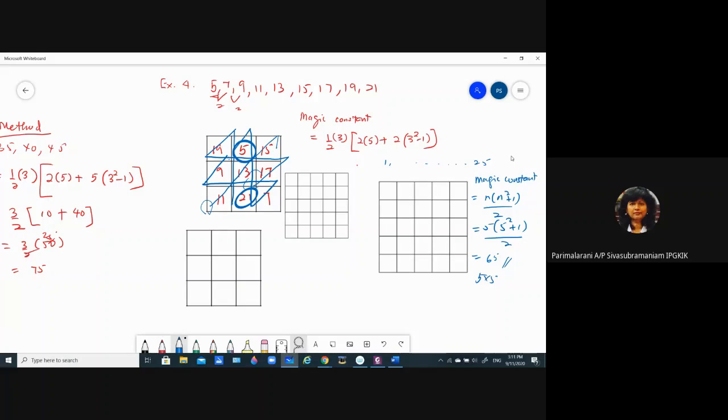So let's try. I think you can do this very fast. Where do we put the first number? Here, right? You try first. Same method, the Siamese method. Keep following the same method and you will be able to fill this very quickly. You try first, then I'll give you the answer.